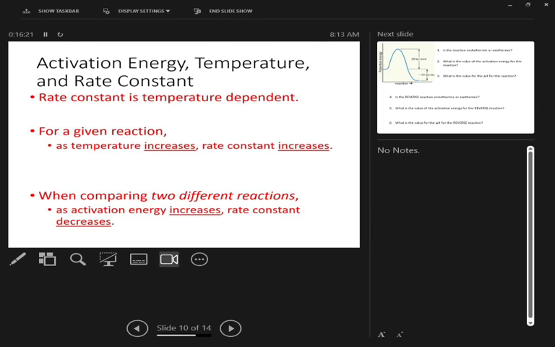The other thing you'll sometimes compare is two different reactions to each other. All right, so if you're comparing two different reactions to each other, the one with the higher hump to go over is going to be relatively slower, so it must have a smaller rate constant, assuming everything else is pretty similar. That's what we'll be comparing, stuff like that on the back of your sheet.